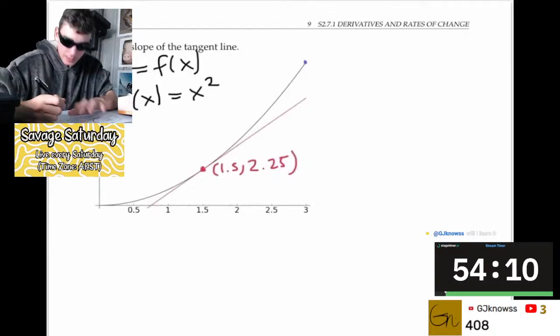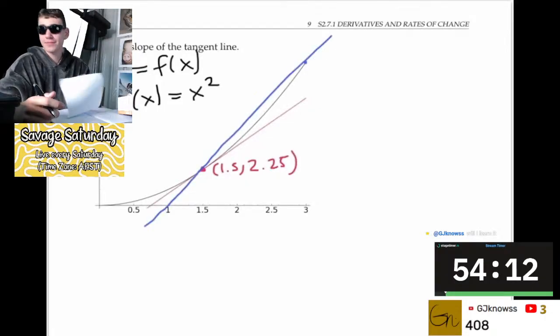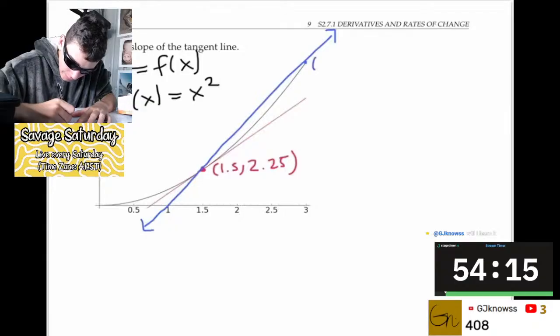A secant line is a line that goes through 2 points on my graph. In this case, my secant line is going through my original point and this other point at x equals 3. So that's the point (3, 3 squared), which is (3, 9). Okay, so here's my secant line.